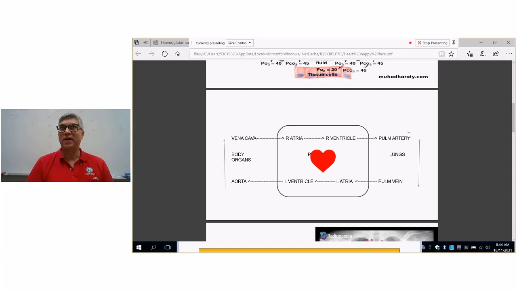What makes that the direction of flow? What else do you need other than a pump? Valves. And where are the main valves in the heart? You have an aortic valve, and that's going to the aorta, and the one going to the pulmonary artery would be called the pulmonary valve. So what are the ones between the atria and the ventricles?